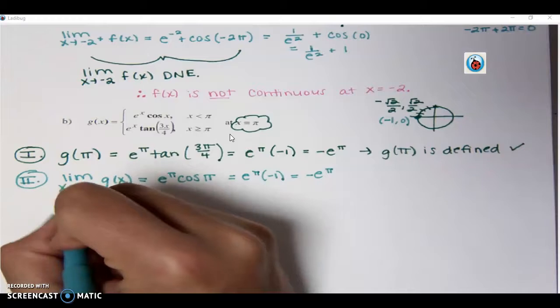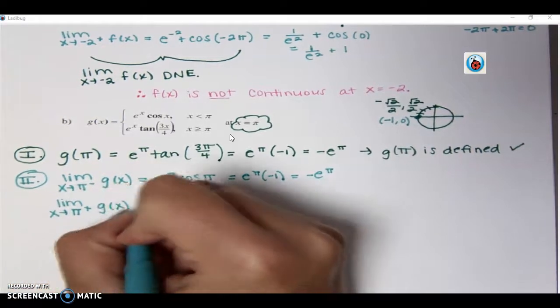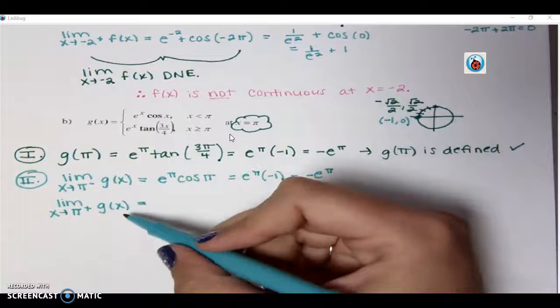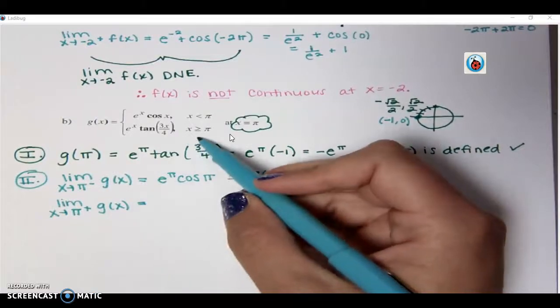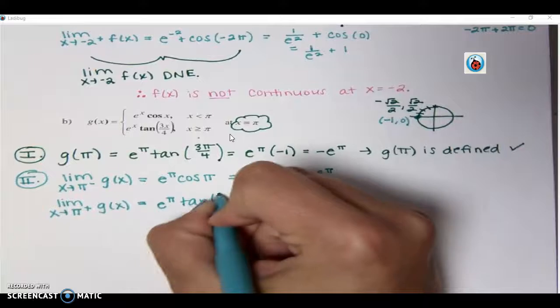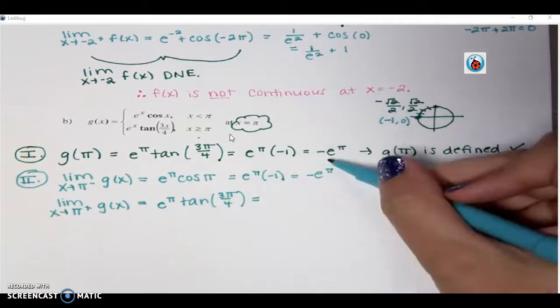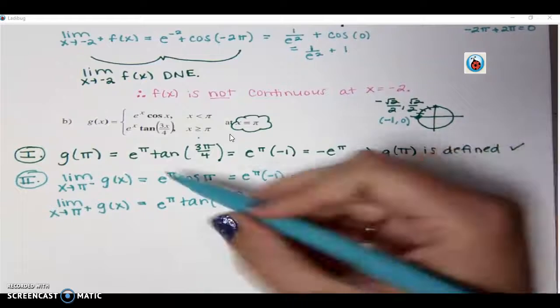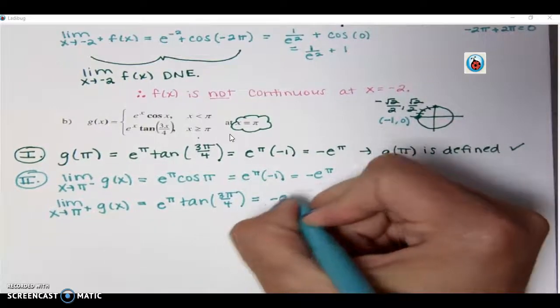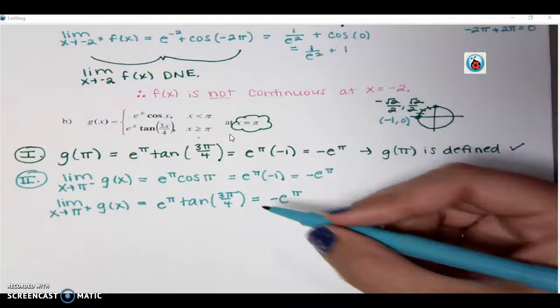So now we're going to do the limit as x approaches pi from the right. Because we're looking at when x is greater than pi, we're going to use the second equation, so e to the pi tangent of 3 pi over 4. Now pay attention, you've already done this work here in this first part. Okay, we did the same thing, we got negative e to the pi. So make sure for your response to questions, a lot of times they repeat themselves.